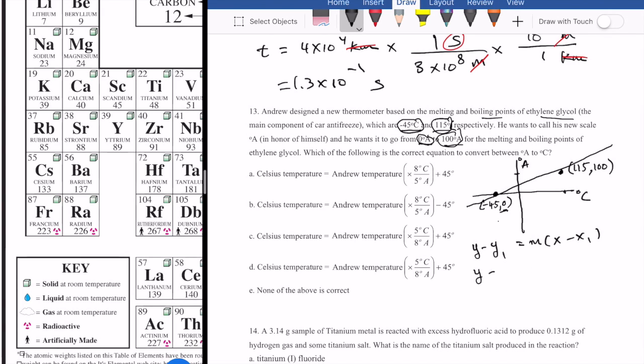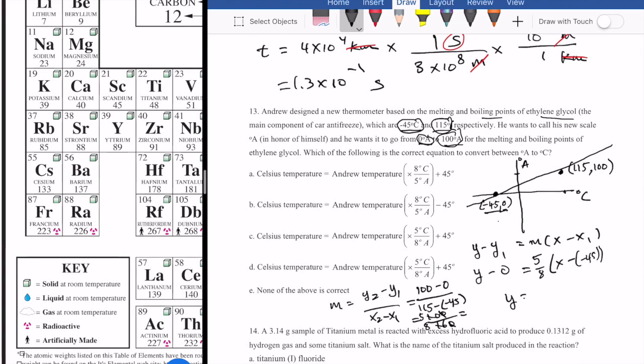y1 is 0. m, or slope, remember, is y2 minus y1 over x2 minus x1. So y2 is 100, y1 is 0, x2 is 115, x1 is negative 45. So that simplifies to 100 over 160. And you can see that that can be simplified. So basically you have 5 over 8 here. And then x minus x1. x1 is negative 45. So then the final equation looks like this: y is equal to 5 over 8 times (x plus 45).